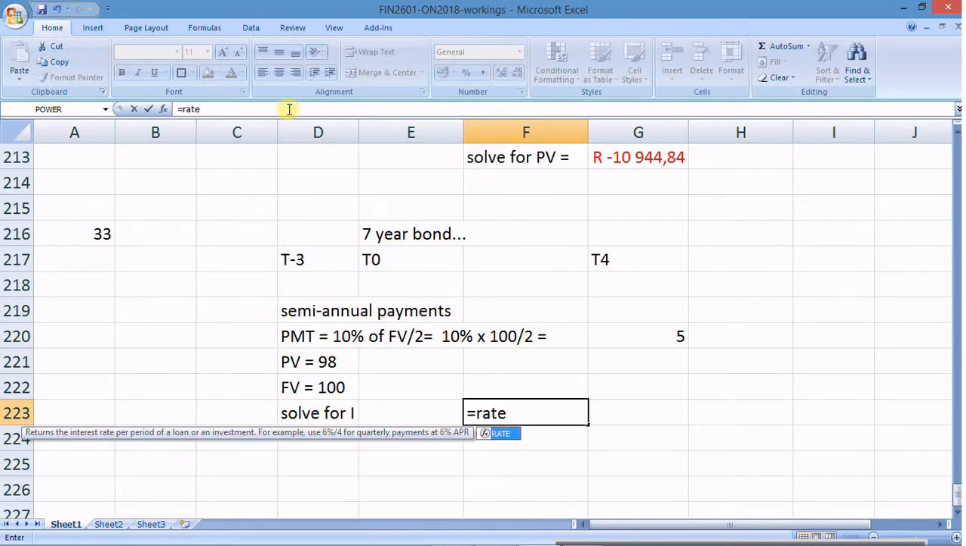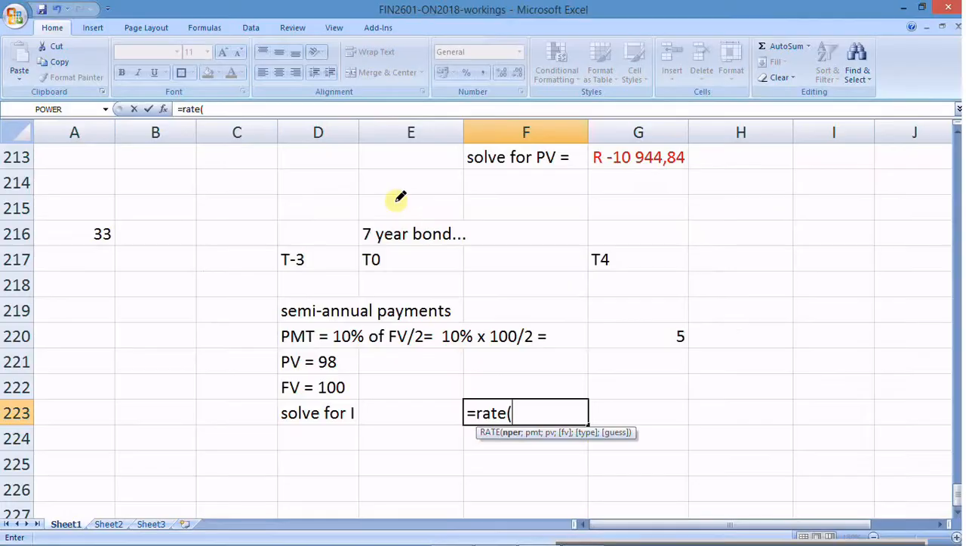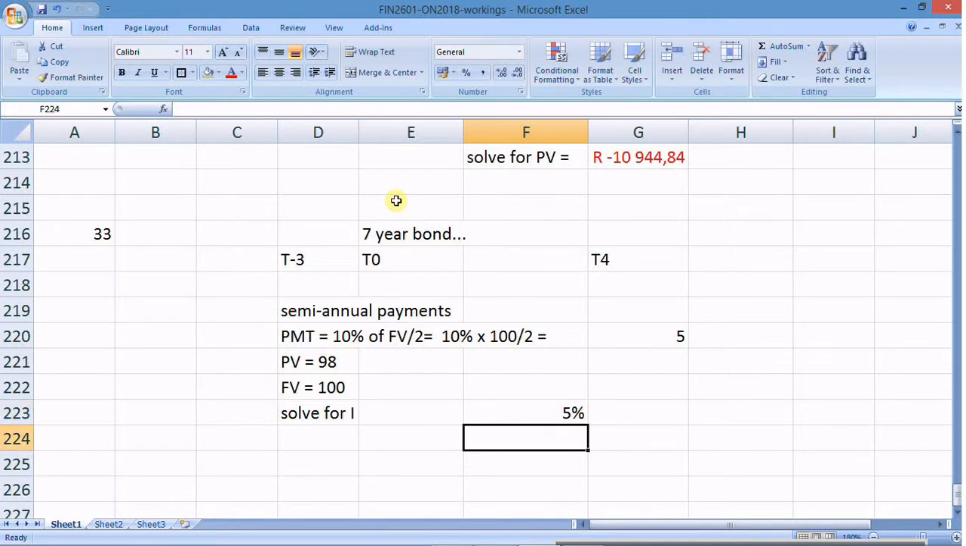Okay, so the rate is going to be the N here. What is the N here? 7 years. So 7 times 2 is 14 half years. Okay, the payment, 5. The PV, 98, we have it, minus 98. The FV, 100. Close bracket, solved. Okay, that's 5%.